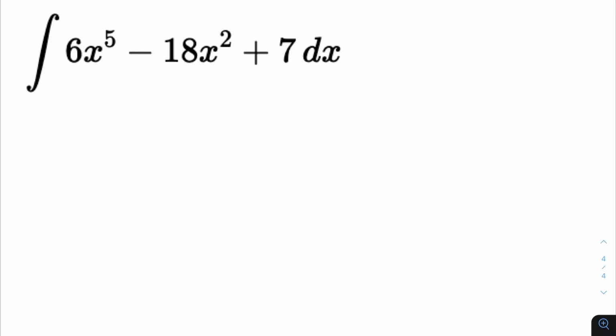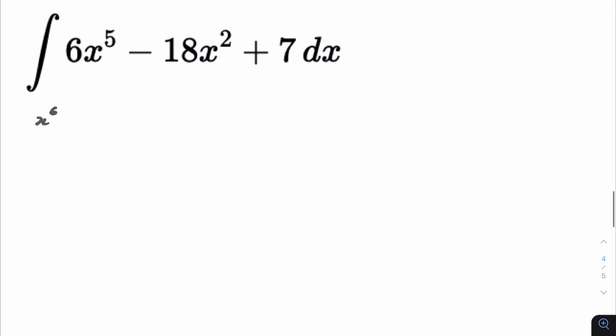So let's evaluate the integral of 6x to the power of 5 minus 18x squared plus 7 dx. The important thing we have to do first is realize that all of these parts use the power rule. So what do we do when we have the power rule? Well, we increase this power by 1 firstly, making it 6, and then divide it by the new power. So 6 divided by 6 is just 1. That's nice, which gives us x to the power of 6 for the first part of this integral.